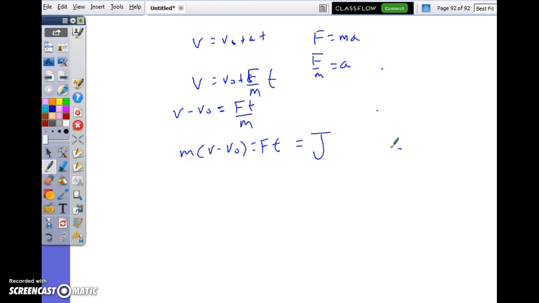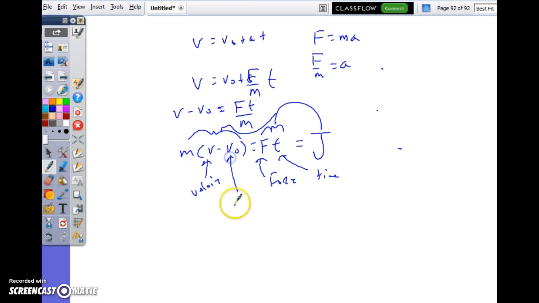Wait, which part is the impulse? The impulse is traditionally this part, but since these are equal, it is also this part. So what is impulse again? The impulse is force times time on an object. It's how hard I push and how long I push it. Okay? So this is force, this is time, this is final velocity, this is initial velocity, and this is mass.